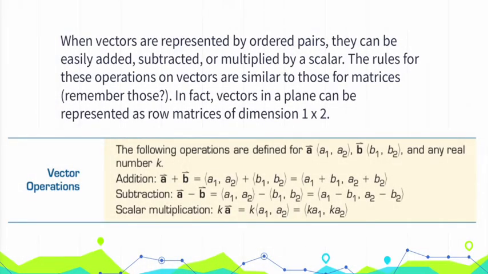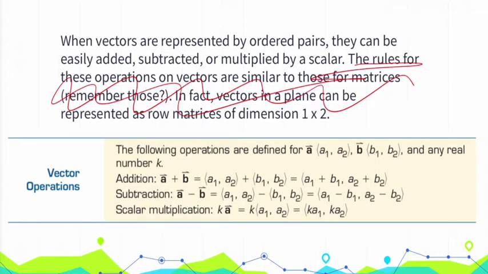When vectors are represented by ordered pairs, they can be easily added, subtracted, or multiplied by a scalar. The rules for these operations on vectors are similar to those from matrices. We haven't actually done matrices because we skipped chapter 2. So ignore that bit. Just ignore that. Not the point.